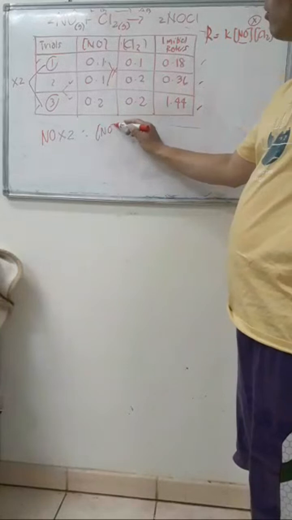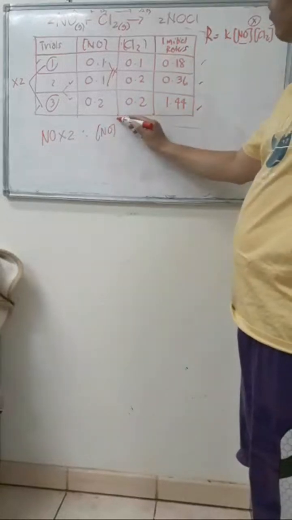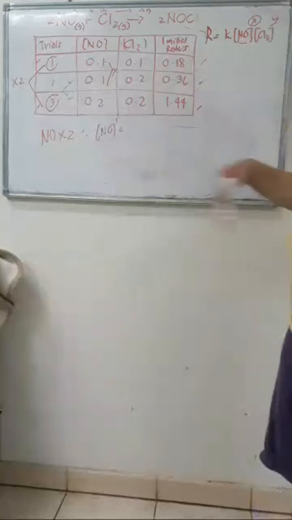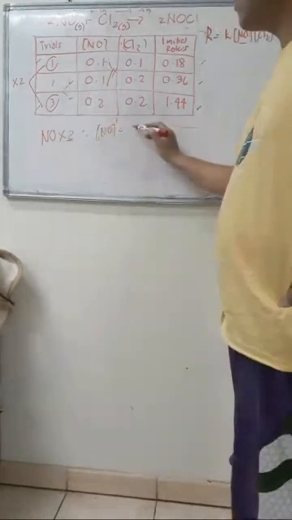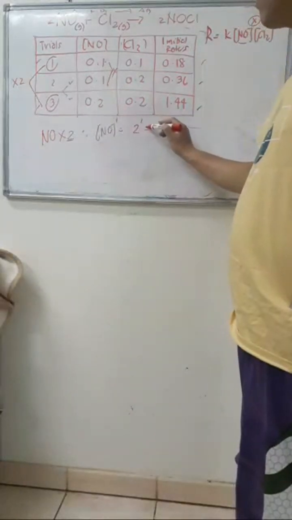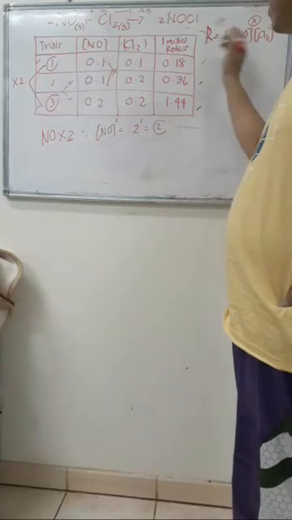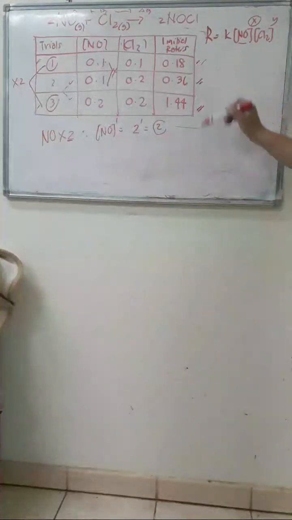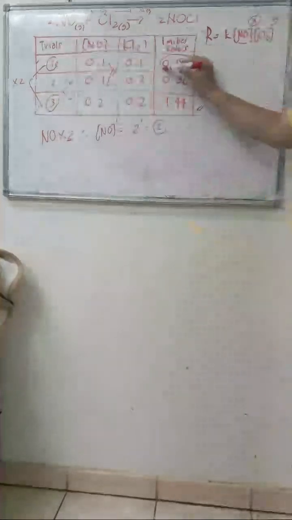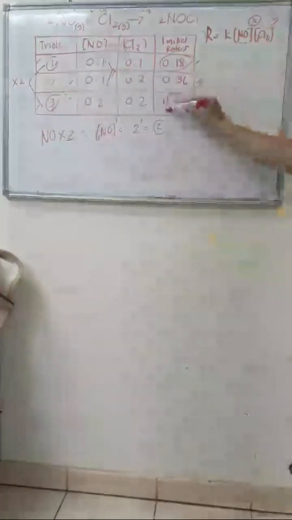So you need to put 1 in the exponent, so NO to the power 1. So your rate will also be increased by a factor of what? Since it is times 2, 2 raised to the power 1 is equal to 2. So your initial rate will increase by a factor of 2. So which here? 0.36, 0.1344. Now since you use 1, take a look at the 0.18. Since you use 3, take the rate 1.4.